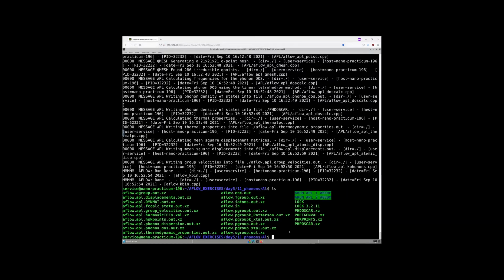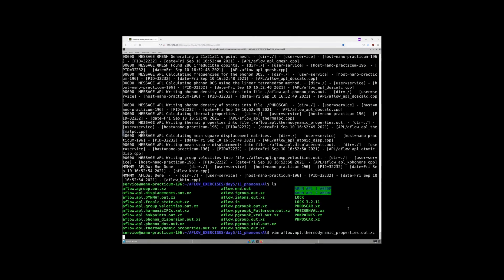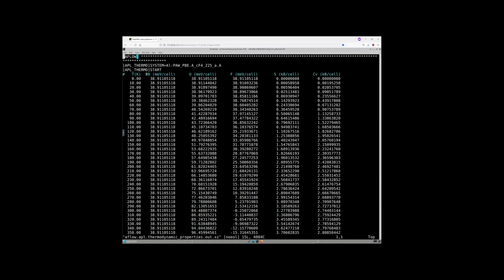And one of them, for example, that I would like you to look at is the AFLOW-APL Thermodynamic Properties.out. And you see there are a couple of quantities here. One is the 0-point energy, U naught, the internal energy U, the vibrational free energy F, the vibrational entropy S, and the isochoral heat capacity CV.